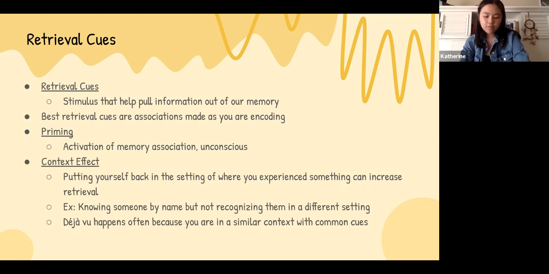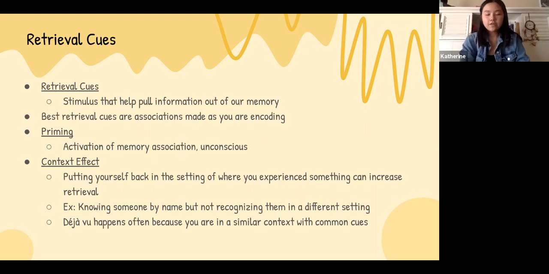And then deja vu happens often because you are in a similar context with common cues. A lot of times different stimuli are very, very similar, and it brings up that memory, which makes you believe that you have done this before.